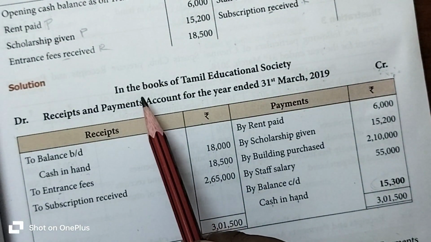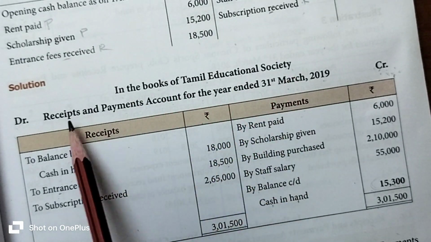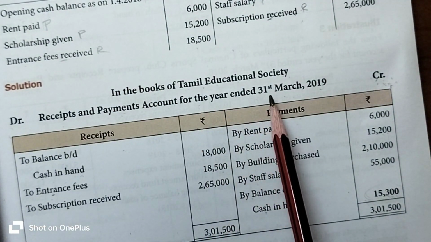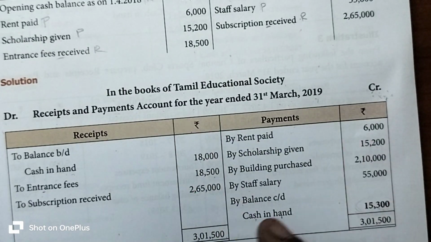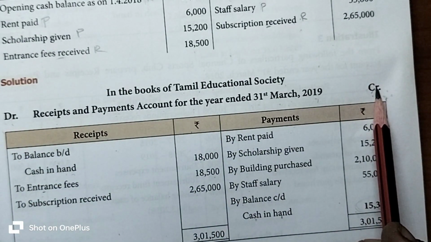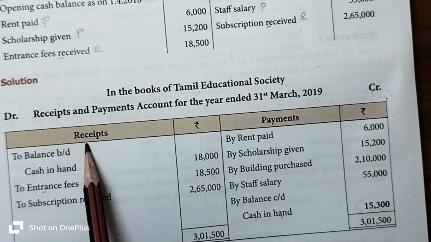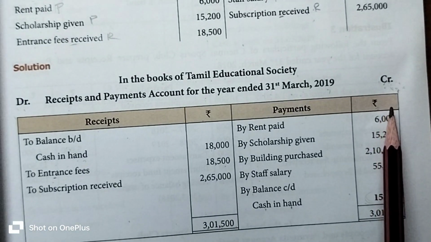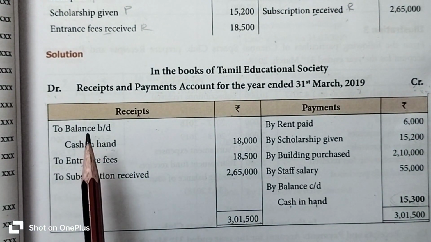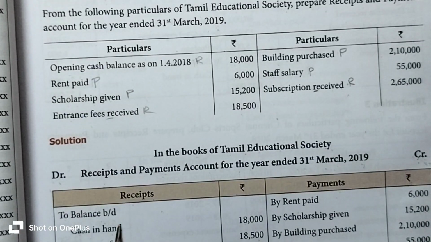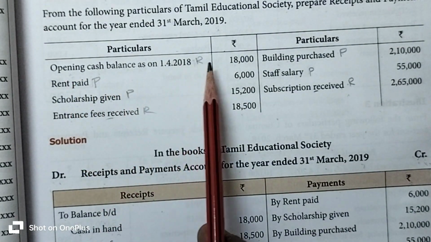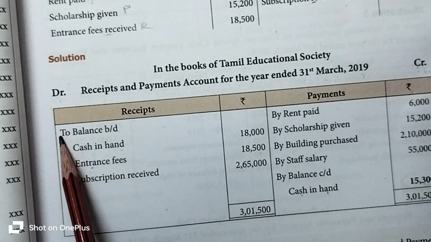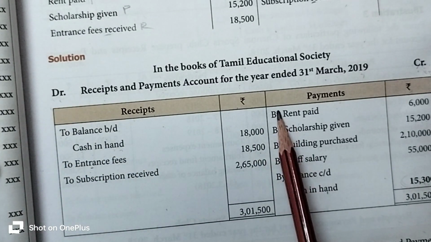First we have to write the heading: In the books of Tamil Educational Society, receipts and payments account for the year ended 31st March 2019, as given here. We have two sides, debit side and credit side, like a ledger account. On the debit side you write receipts and rupees, and on the credit side you write payments and rupees. Then we always start with the opening balance of cash in hand or cash at bank, but in this question they have given cash in hand, the opening cash balance, 18,000. You always start with the word To on the debit side and the word By on the credit side.